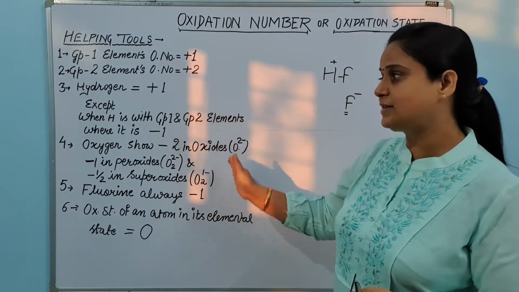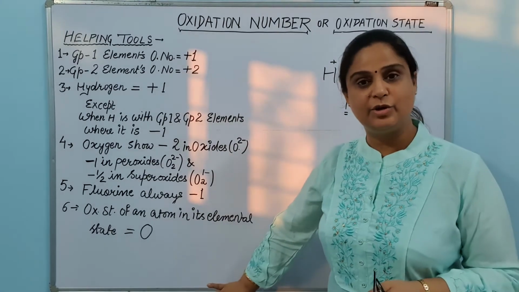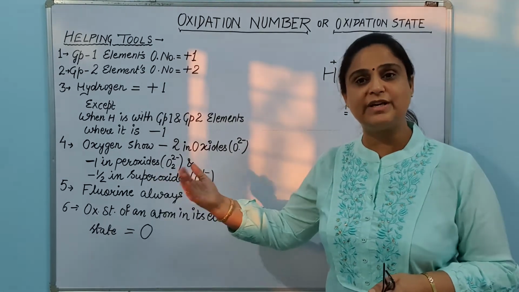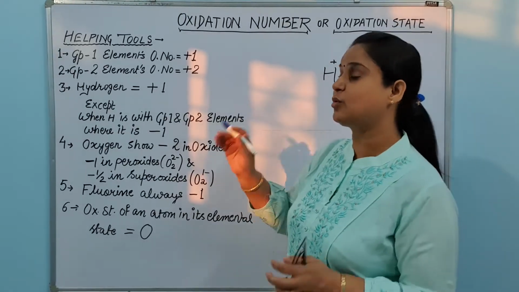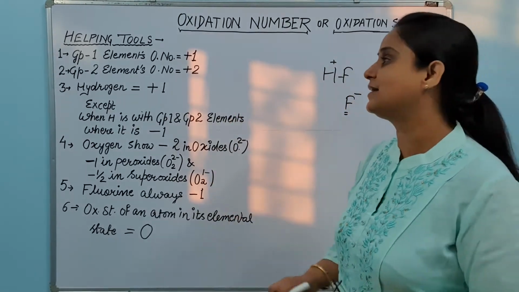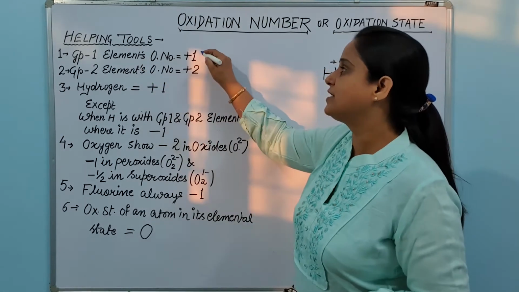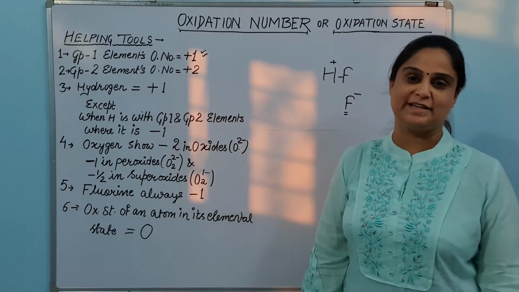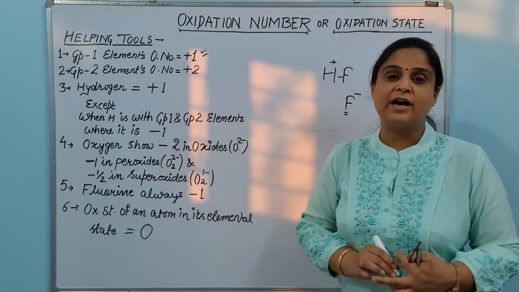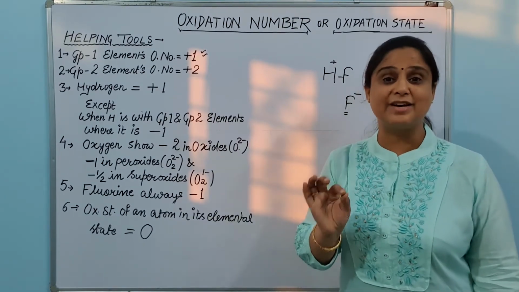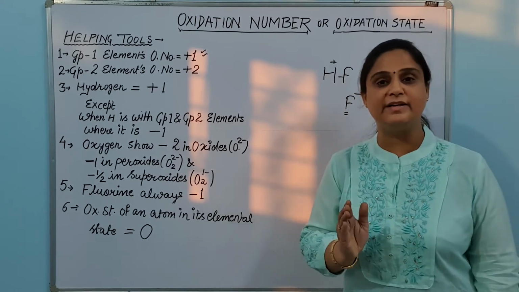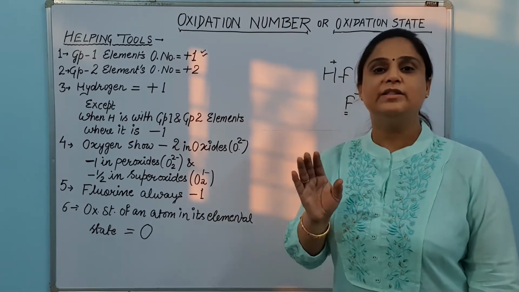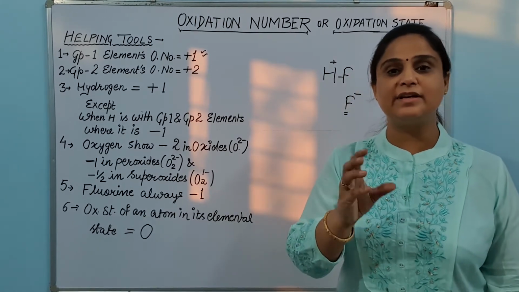So I keep them on the left hand side during my lecture, so that you will look at it and give me the answers accordingly. Here I have the first always-remember rule: group 1 elements always show +1 oxidation state. This means they are not going to change their oxidation state in any condition. Whenever you find them in any molecule, you will never see them changing.